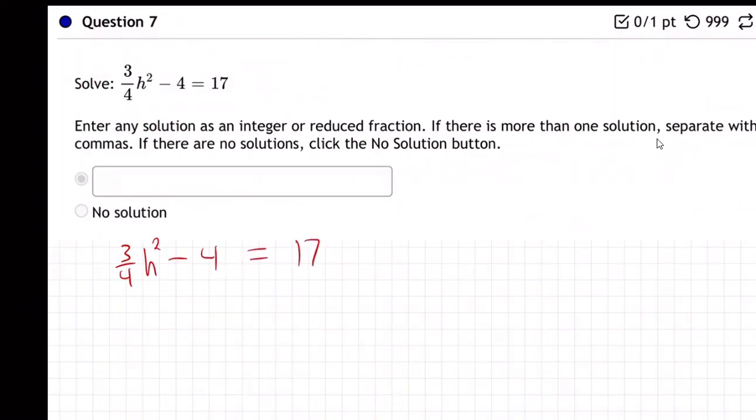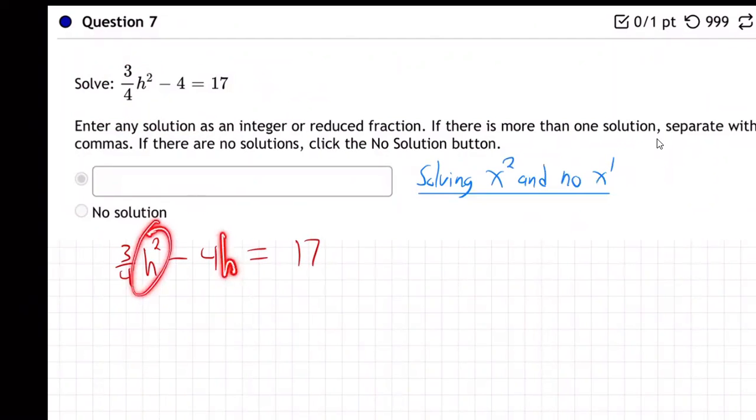And what we're trying to do is we're solving something that has x squared or h squared or whatever letter, and no x to the first power. That's kind of the scenario. Notice we just have h squared, and we don't have a regular h anywhere. So what do you do about that? Well, step number one is you have to get the x squared or the h squared or whatever alone. Get your letter squared alone.